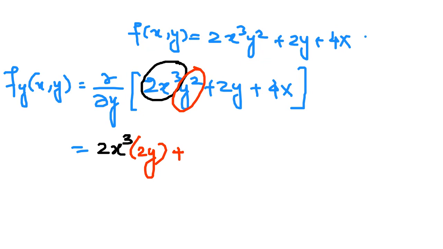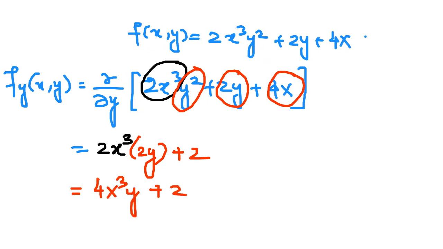Now what is the derivative of 2y? That is 2. What is the derivative of 4x? Anybody can tell me what is the derivative of 4x? Ahmad? 0. Yeah. So this is 0. So that becomes 4x power 3 y plus 2.